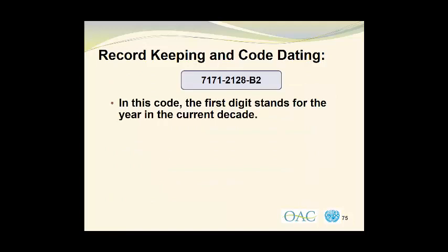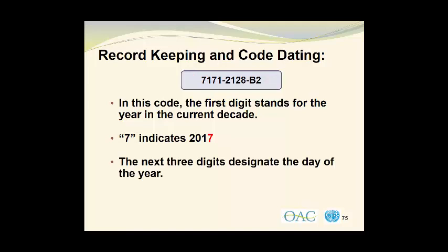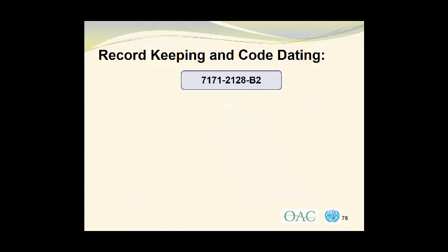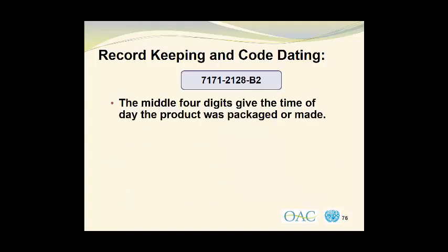In this code, the first digit stands for the year in the current decade. 7 indicates 2017. The next 3 digits designate the day of the year. Day 171 is June 20th, so this product was produced on June the 20th, 2017. The middle 4 digits give the time of day the production was packaged or made.